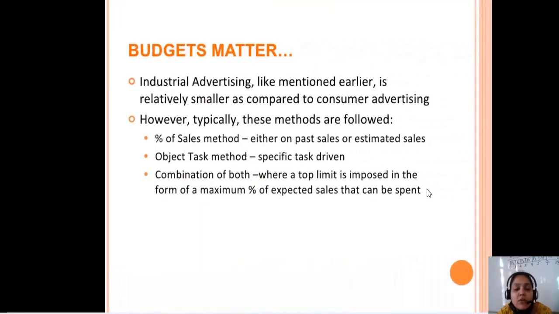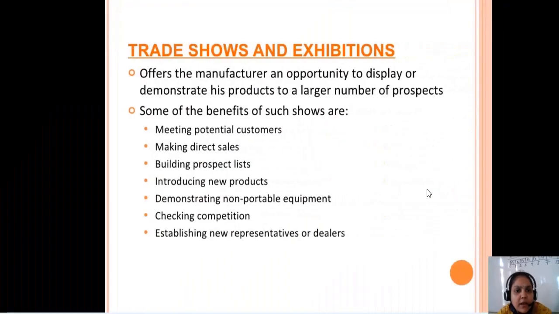Okay, budget is also very much important. Whatever mechanism you people are using, budget plays a very important role. You have to understand the budgetary areas, how much you have to invest, what percentage you have to invest in it.